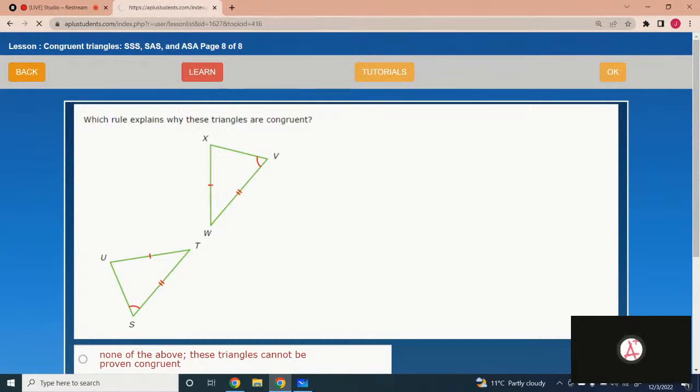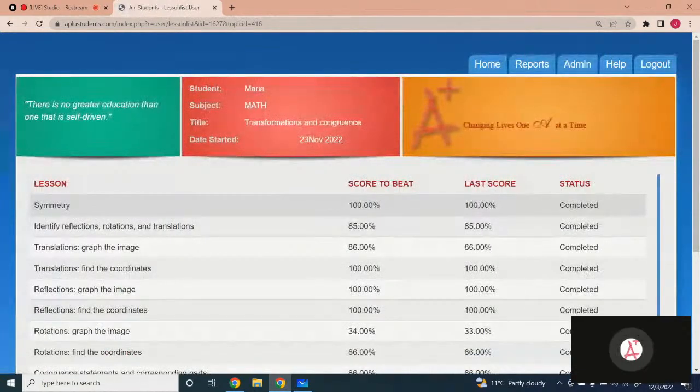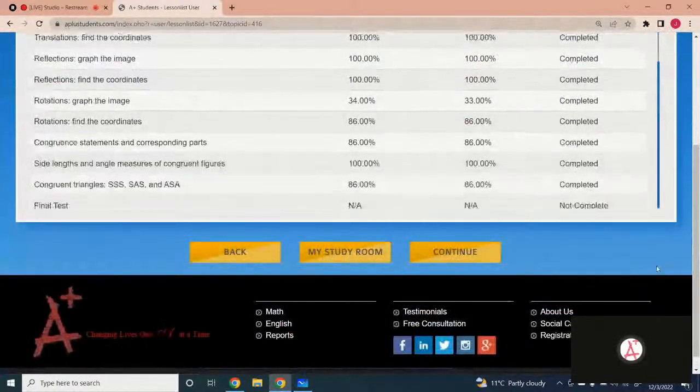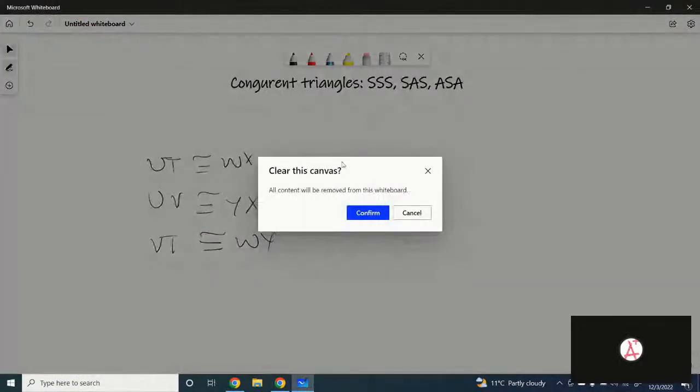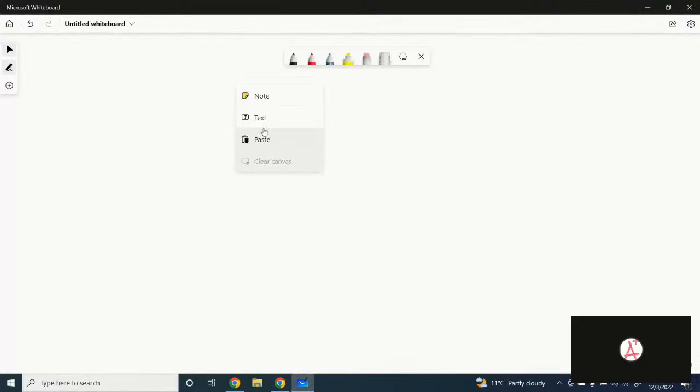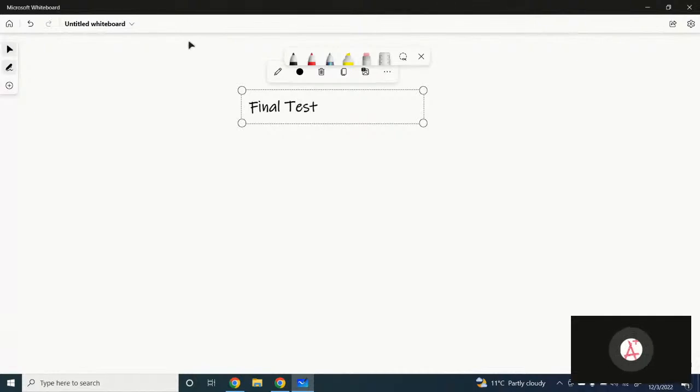So the next lesson is the final test of the chapter. Let's just start with the final test of the chapter. Okay, let me write down the lesson name on the board. The chapter name is Transformations and Congruences. Got it? Let's start with the final test of the chapter.